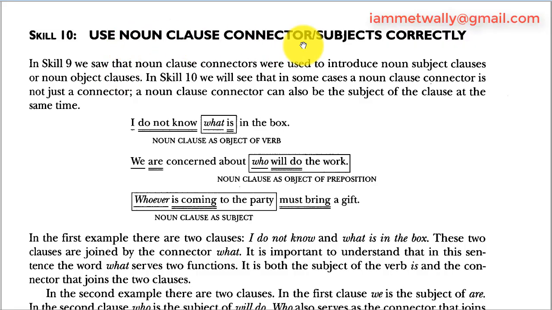Use noun clause connectors as subjects correctly. In skill 9, we saw that noun clause connectors were used to introduce noun subject clauses or noun object clauses. In skill 10, we will see that in some cases a noun clause connector is not just a connector. A noun clause connector can also be the subject of the clause at the same time.